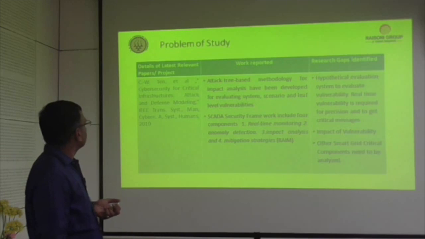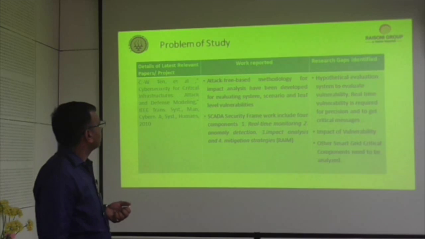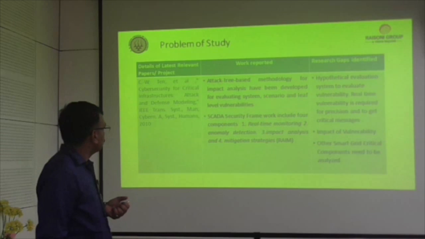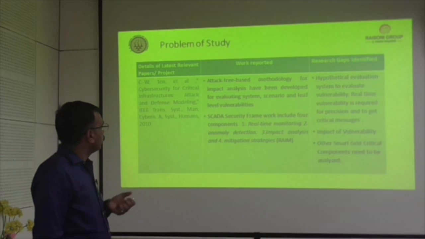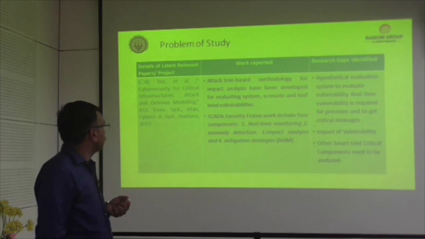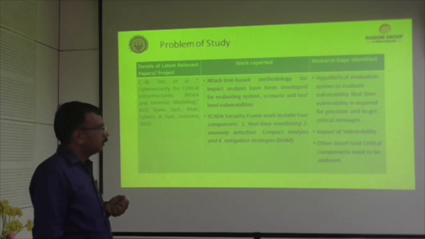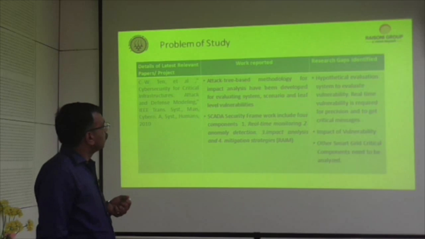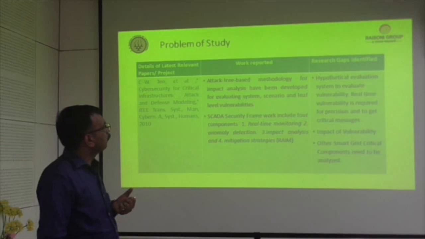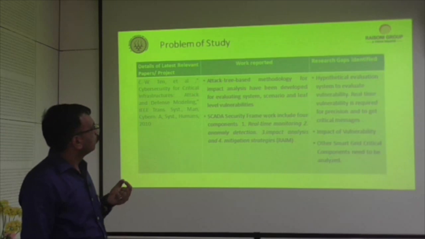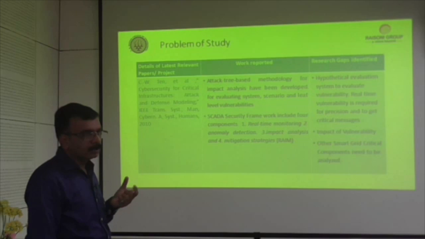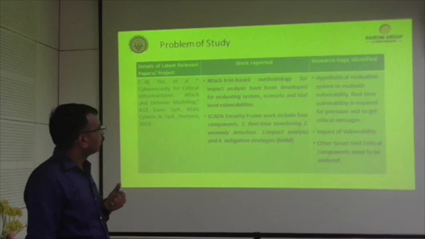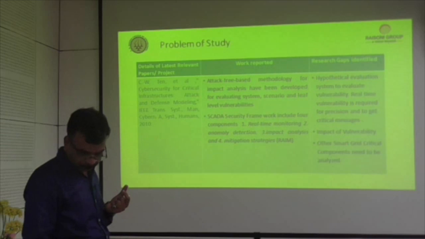In CWE10, an attack tree based methodology for impact analysis has been developed, where system scenario and leak level vulnerability is developed. The SCADA security framework includes four components: real-time monitoring, anomaly detection, impact analysis, and mitigation strategies. They use general mitigation strategies, and an evaluation system to evaluate the vulnerability. Real-time vulnerability is required for precision and to get the critical messages, but real-time vulnerability is not there. They use general vulnerability. The impact of vulnerability and other smart grid critical components needs to be analyzed.